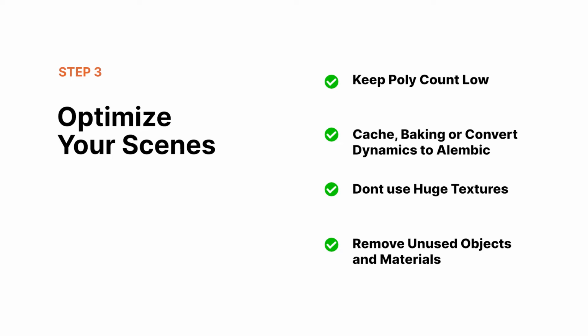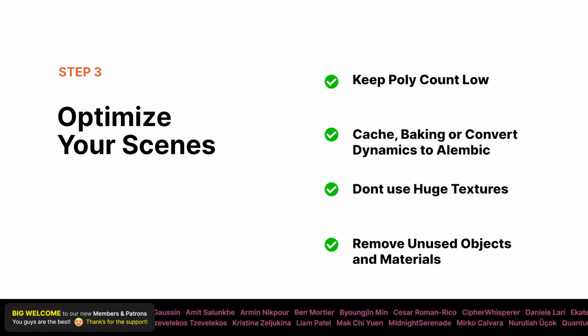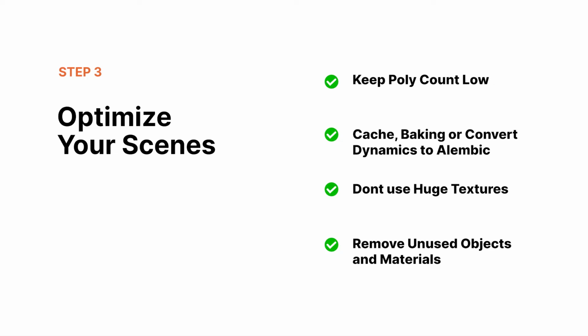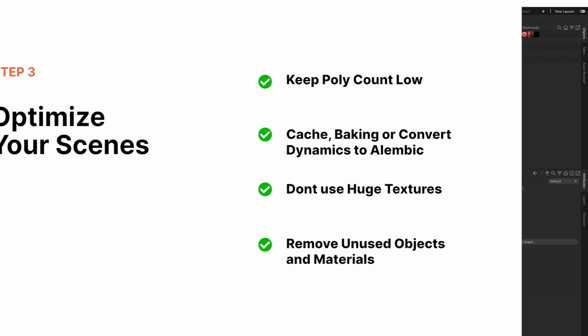And this includes keeping the polygon count as low as possible, caching, baking, and converting dynamics to Alembic files, not using huge textures, and removing anything in our scene that isn't needed or isn't going to be rendered. And that includes getting rid of any materials we're no longer using as well. Just the kind of stuff we should be doing anyway when we build and organize our scenes.